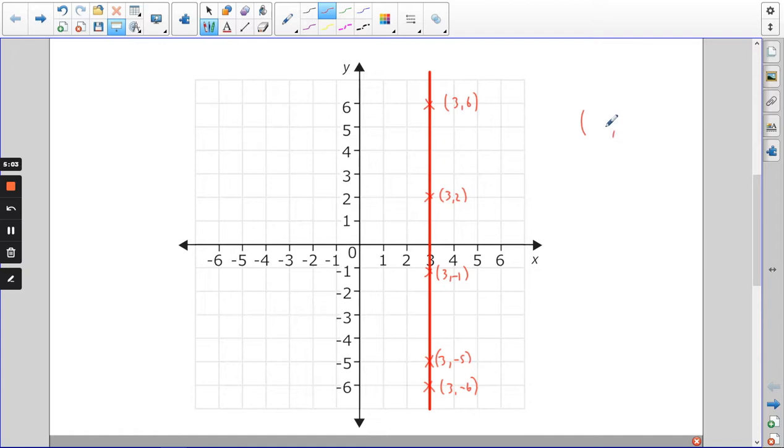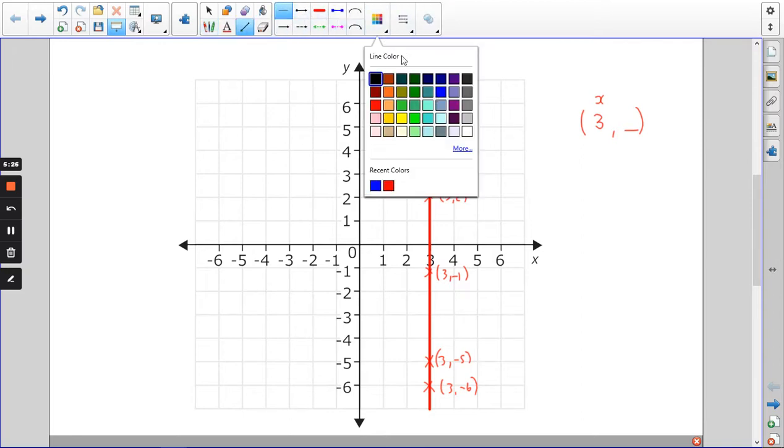The first bit of the coordinate is always 3. The second bit's changing, of course, but the first bit, the x part of the coordinate, is always 3. So the name of this line would be x equals 3. When it was horizontal, it was y equals a number. When it's vertical, it's x equals a number. And I can put one on the other side, in the minuses.